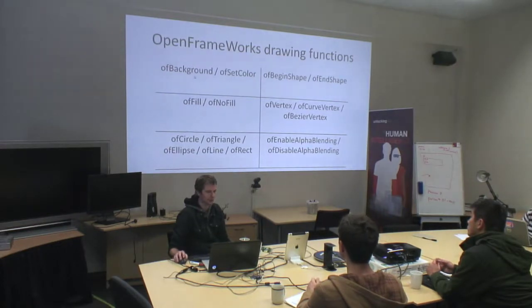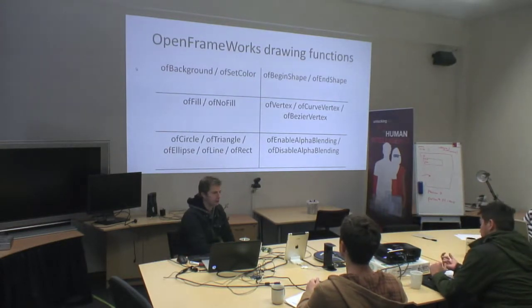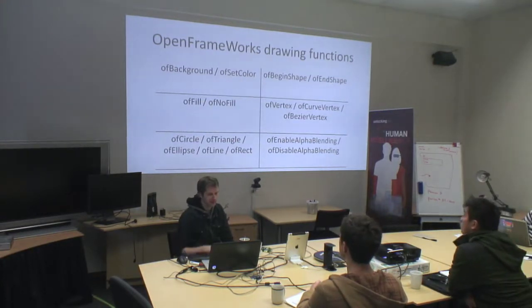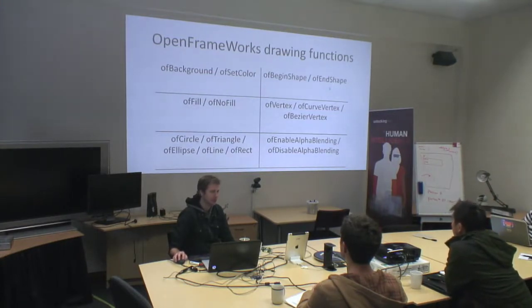So these are the sort of things you look at when you're doing Open Frameworks. Things like ofBackground, ofSetColor, ofFill, ofNoFill, circle, triangle, ellipse, and so on will draw primitives. ofBeginShape and ofEndShape, which we saw in Processing as well. Vertex, curve vertex, or Bezier vertex.